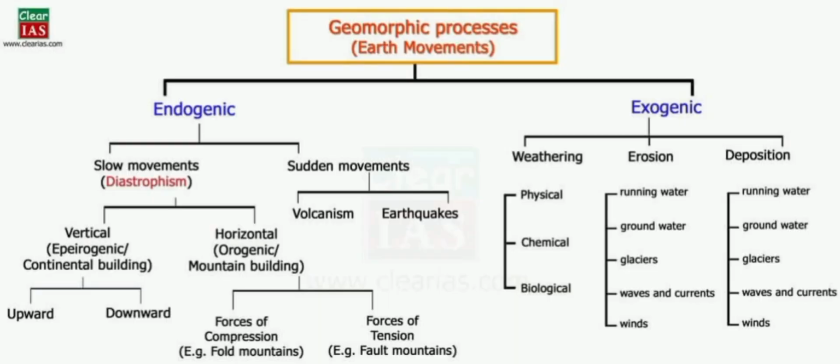Endogenic forces are of two types: slow movements, which are called diastrophism, and sudden movements, which are volcanism and earthquakes. Diastrophism means a process where the Earth's surface or the Earth's crust is moving or is elevated or building up into some natural landscape. Diastrophism is divided into two parts: orogenic processes, including mountain building through folding and faulting, as well as epeirogenic processes, which include upliftment of any part of the Earth's crust, which need not be a mountain.